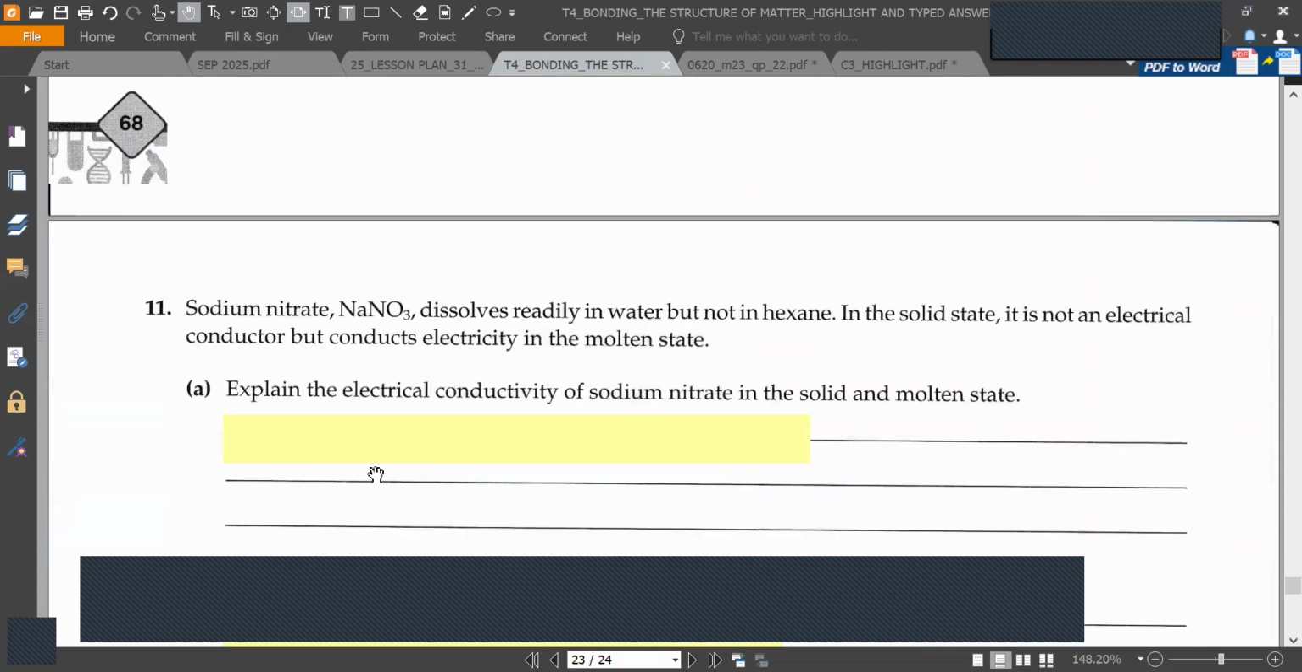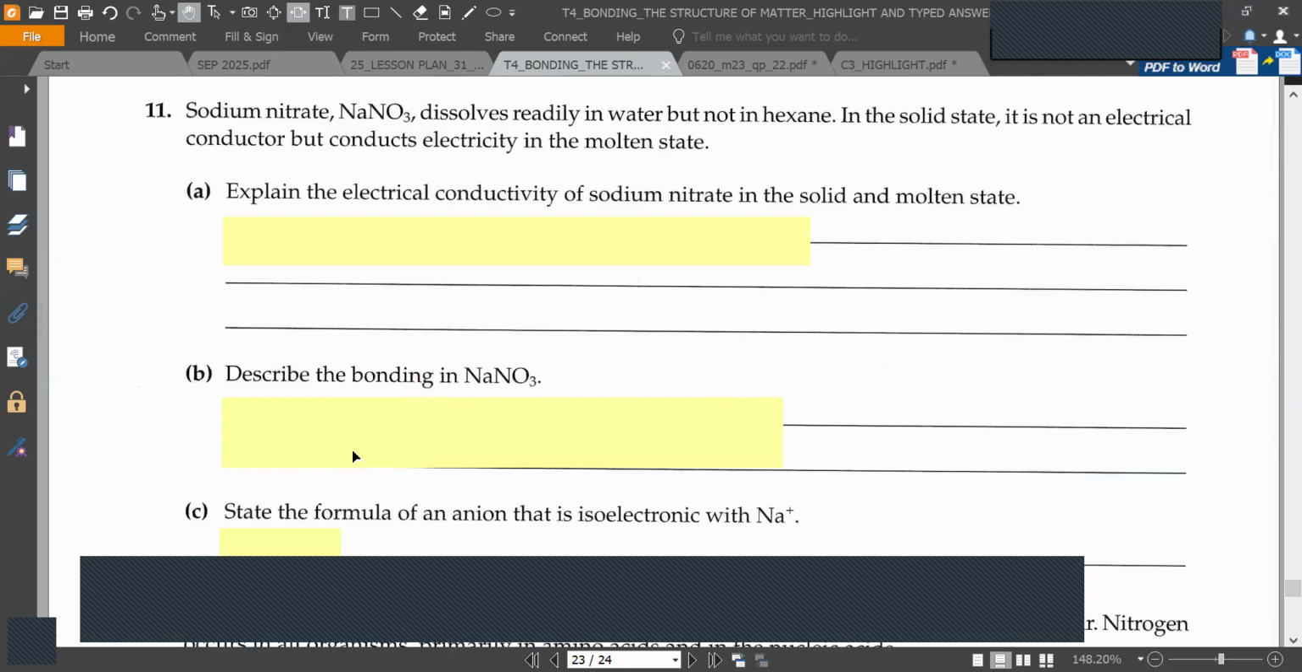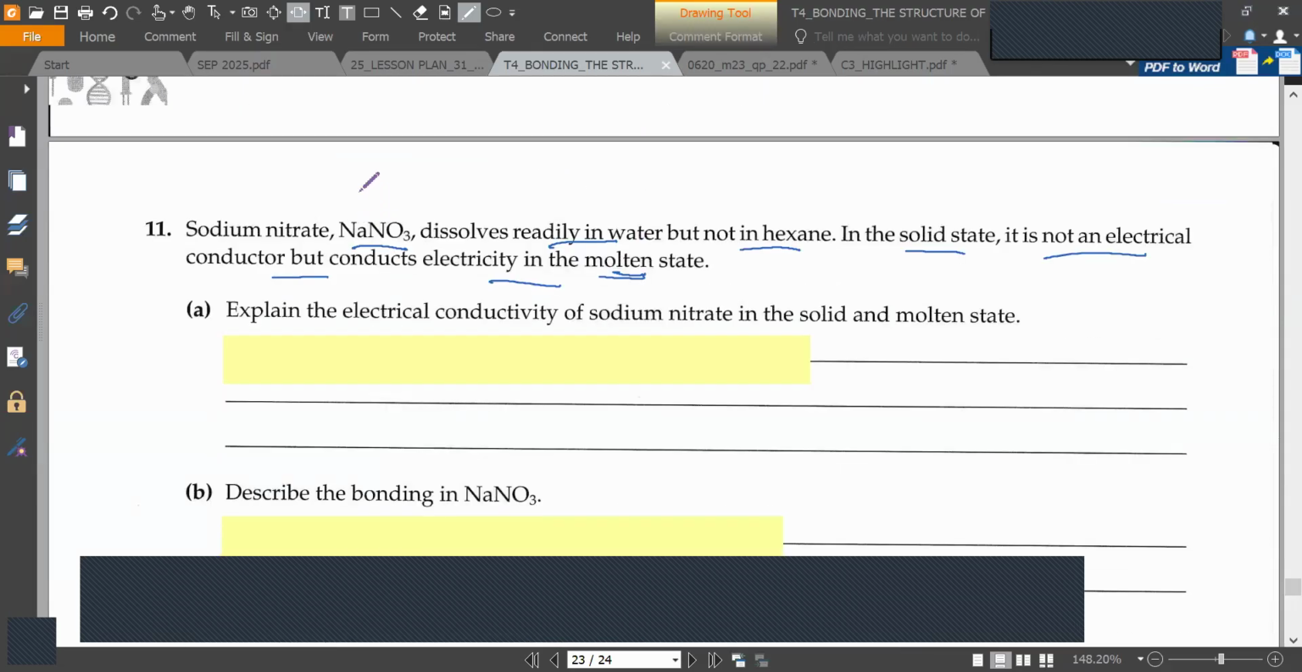Next. Sodium nitrate, NaNO3, dissolves readily in water but not in hexane. In the solid state it is not an electrical conductor, but it conducts electricity in the molten state. No problem, because it's ionic. So these are properties of an ionic compound. Electrical conductivity in the solid and molten state.